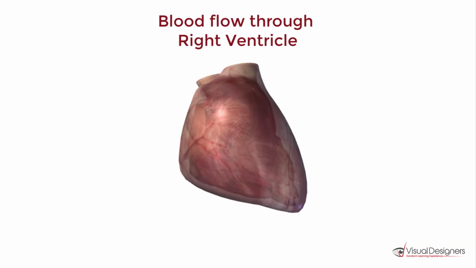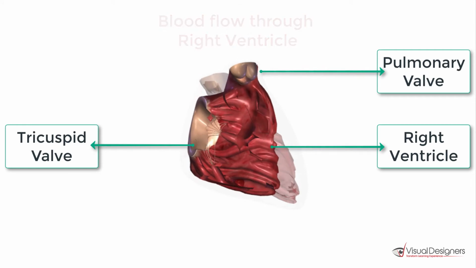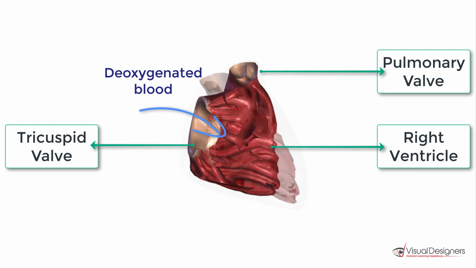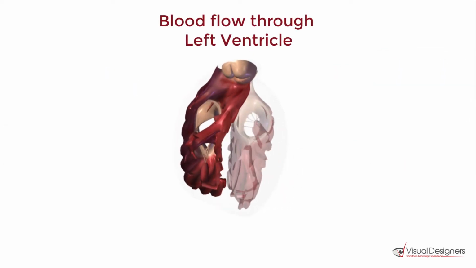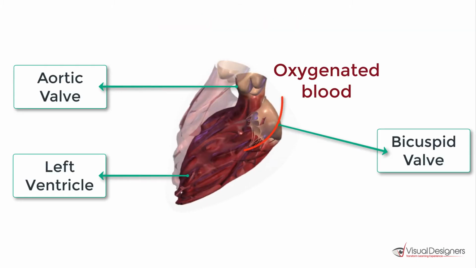Focusing only on the flow of blood through the ventricles, let's first take up the right ventricle. The deoxygenated blood comes to the right ventricle via the tricuspid valve, and is pumped to the pulmonary trunk via the pulmonary valve. Now let's focus on the left ventricle. It gets the oxygenated blood via the bicuspid valve, and pumps it to the aorta via the aortic valve.